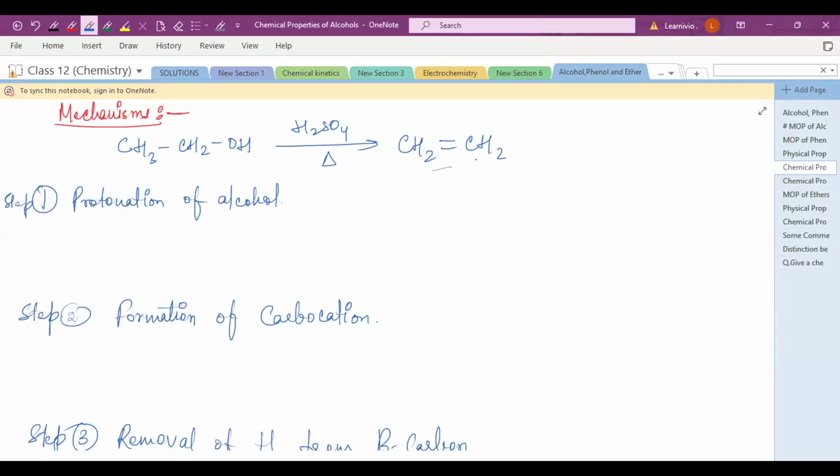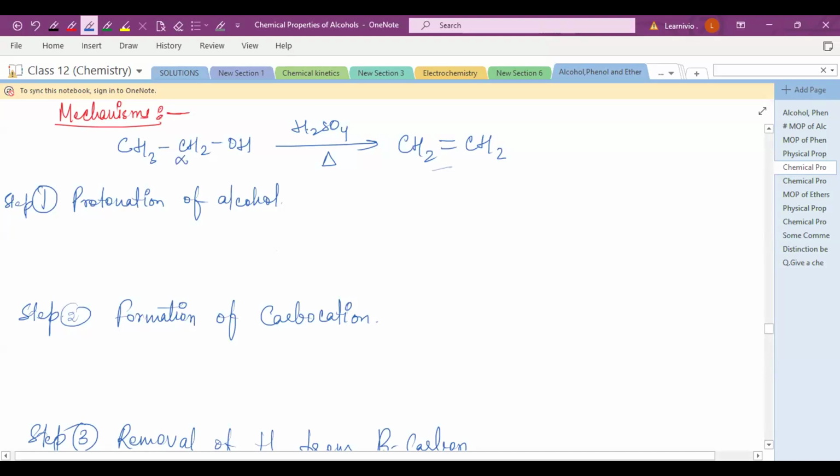Okay, so let's see. Step one. You have to check first whether this alcohol has an alpha hydrogen or not. You can see this OH group is attached to this carbon, so this is the alpha carbon, and this carbon has two hydrogens. Yes, the condition is fulfilled here because we need at least one alpha hydrogen, but there are two alpha hydrogens, right?